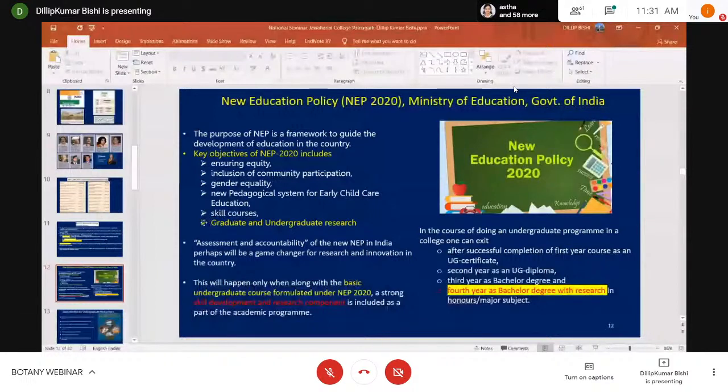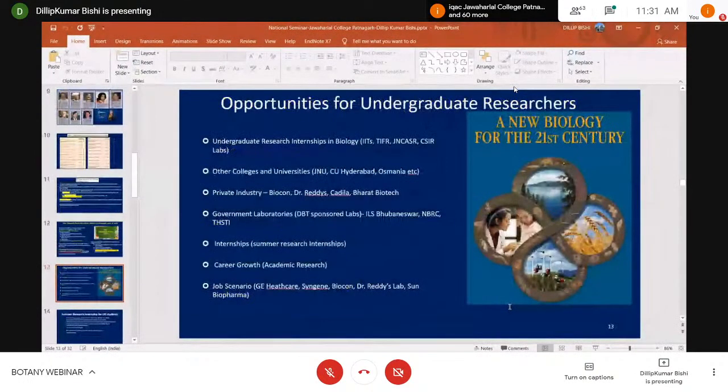So this particular new education policy 2020, the policymakers are somehow trying to bring the story with research. This is going to be implemented once students can choose a research undergraduate domain. So that will be very much helpful. So this was something that I wanted to say with regard to the education policy.